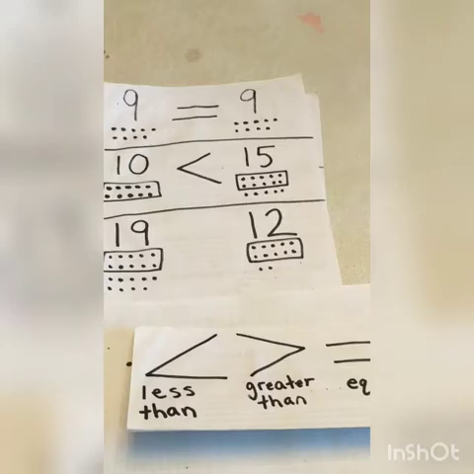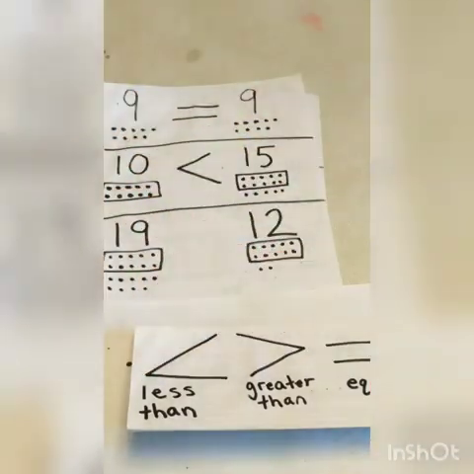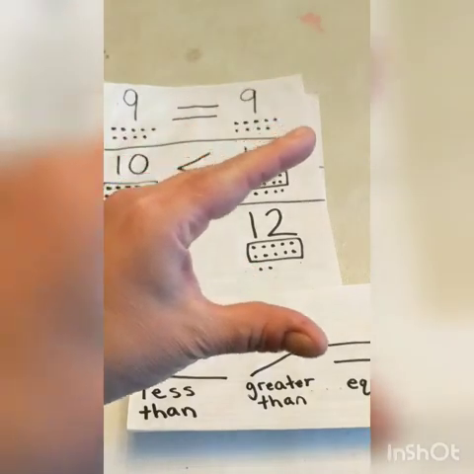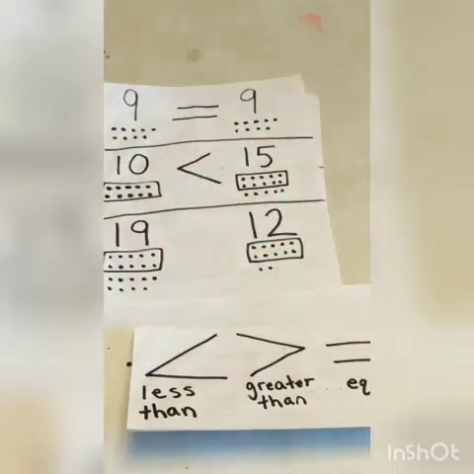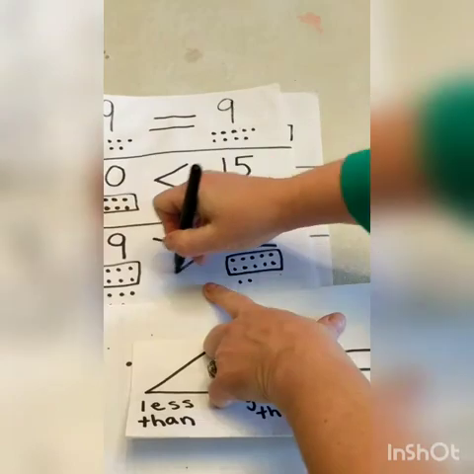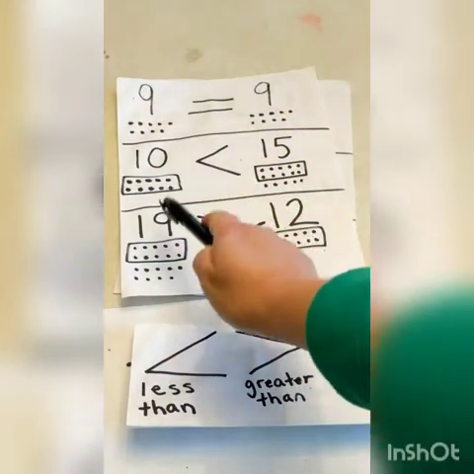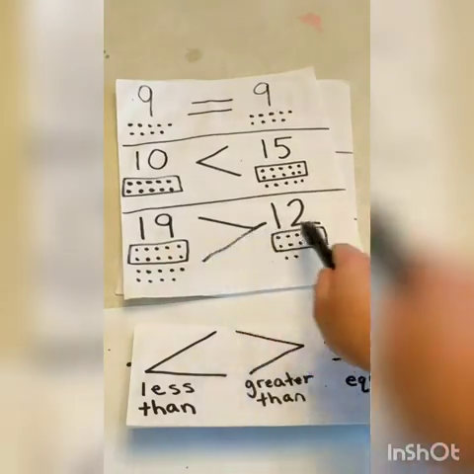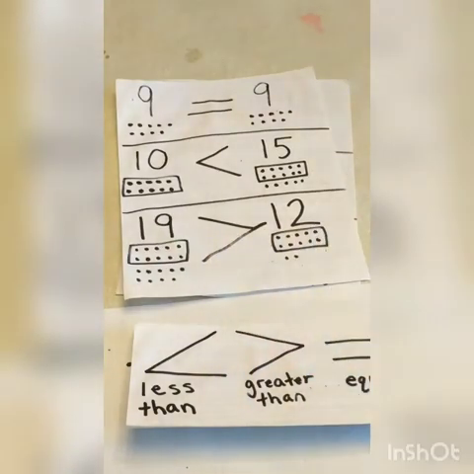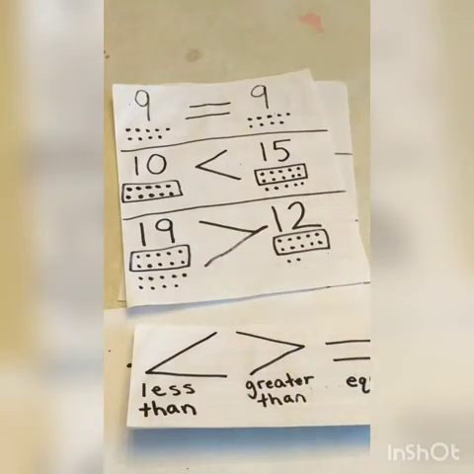Are we going to eat the number 19, or are we going to eat the number 12? If you said we're going to eat the number 19, you are correct. We are going to use the greater than symbol. So this says that 19 is greater than 12. Okay, 19 is greater than 12.